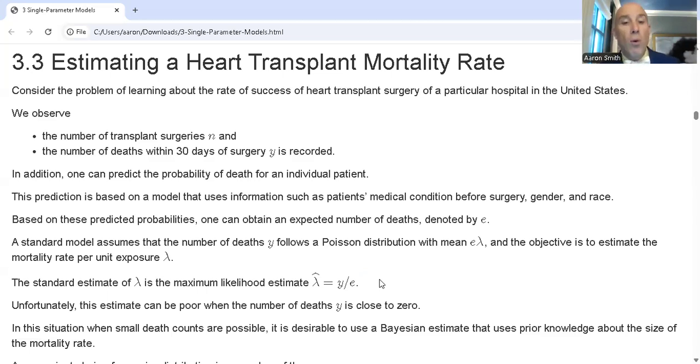Unfortunately, this estimate can be poor when the number of deaths is close to zero. And fortunately, it is close to zero. Unfortunately for me, as a statistician, this is a tough problem to get a good, reliable estimate. So in this situation, when small death counts are the norm, it is desirable to use Bayesian estimates that use prior knowledge about the size of the mortality rate.